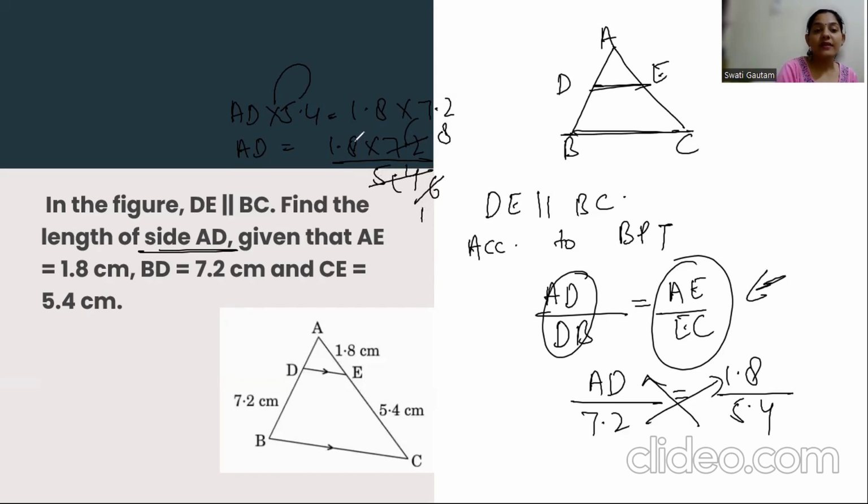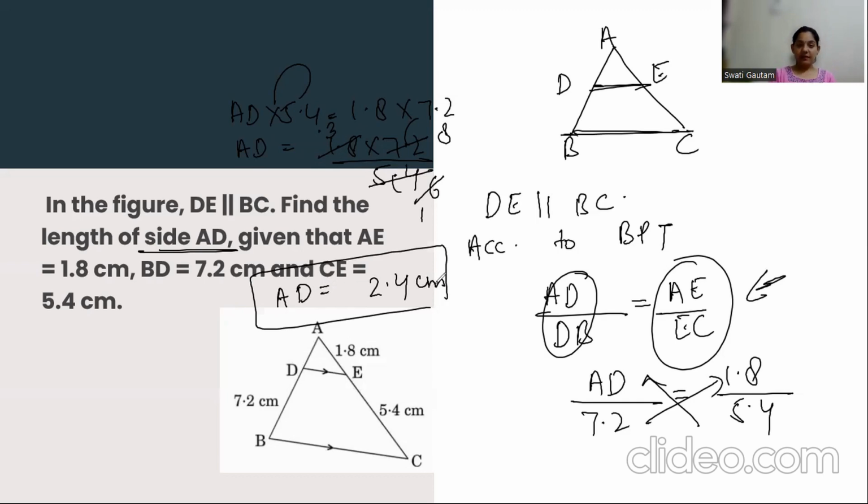6 times 1 is 6, and 6 times 3, because in 1.8 you already have a point, so it is 0.8. Now what is the answer? So for AD you will get 0.3 times 8, which is 2.4. So AD is 2.4 with the unit centimeter. Okay, so by this you can easily find it out.